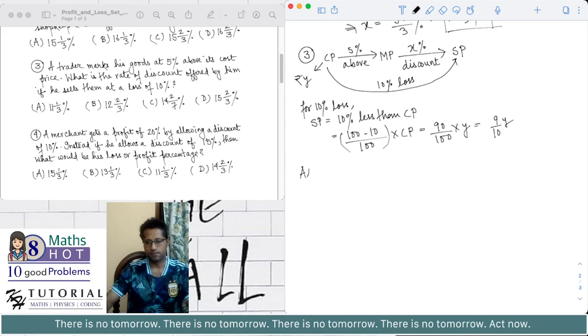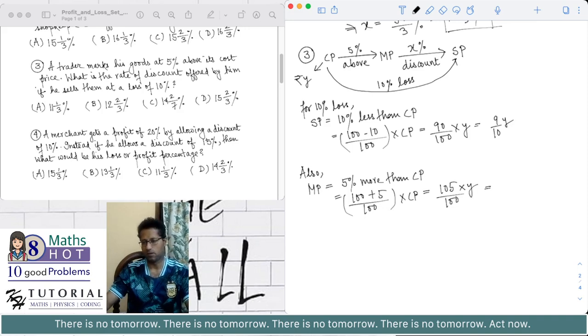Now we will calculate the selling price from the mark price, but before that we need to find the mark price. So the mark price is given to be 5% more than the cost price. This is equal to (100 plus 5) by 100, whole multiplied by CP. This is equal to 105 by 100 multiplied by y. This is equal to, after simplification, 21y by 20. This is the mark price.